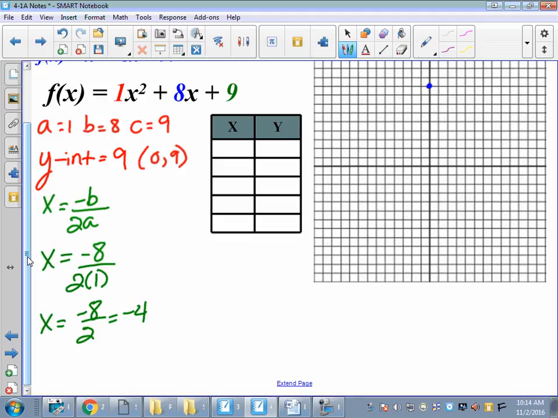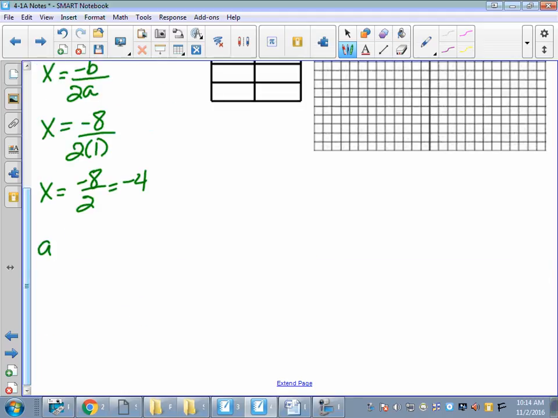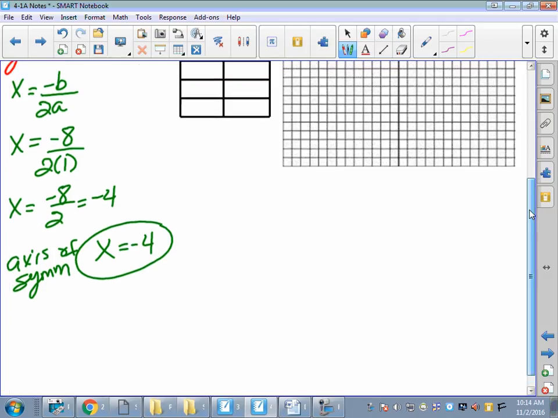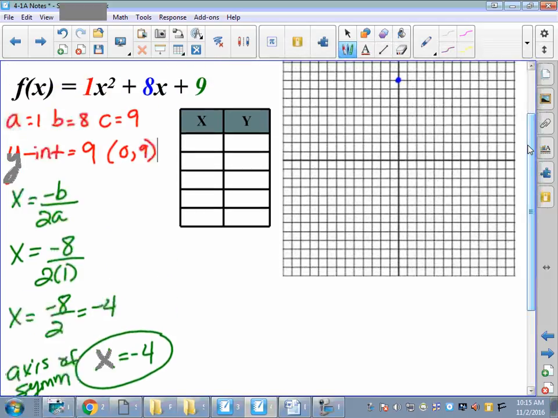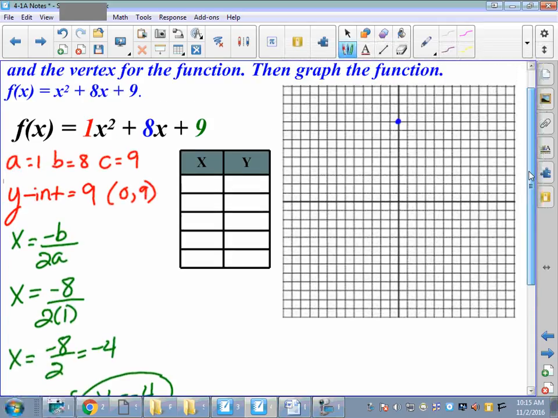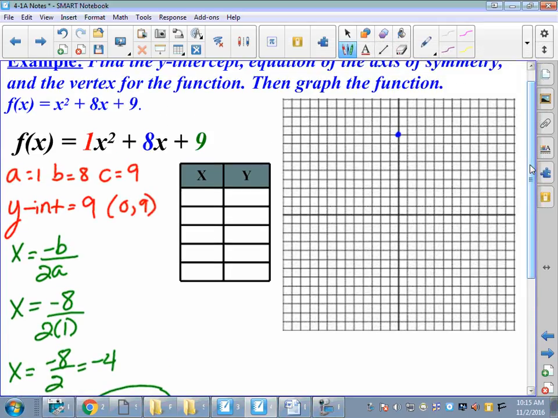So my axis of symmetry has an equation. It's a vertical line, and the vertical line is x equals negative 4. You got to put that x there. If you just say negative 4, I have no idea what you're talking about. When you say x equals negative 4, that's the equation of the axis of symmetry. So I'm going to go ahead and at negative 4 make a vertical line, and it's dotted. So 1, 2, 3, 4, I'm going to make a dotted vertical line.